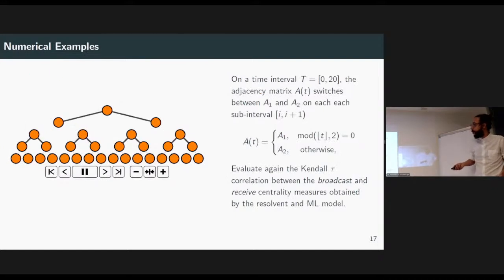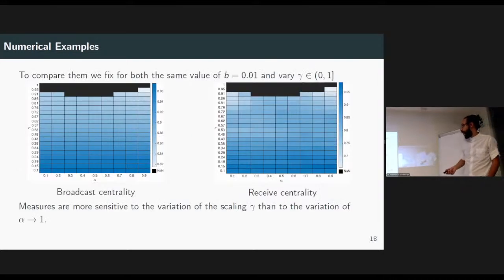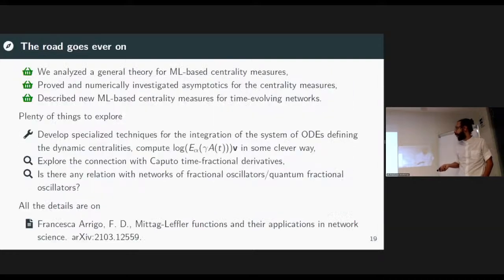Just to give you an idea, this is a test case in which the network switches in between these states, and in which we have also some shortcut in a random way. And what we observe, again, by the same correlation plot as before, is that the measure is much more dependent on the value of the gamma than on the alpha. So you can actually use the Mittag-Leffler to bypass the problem of knowing the dynamics and recovering the information you were looking for.